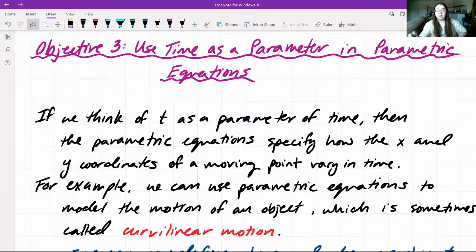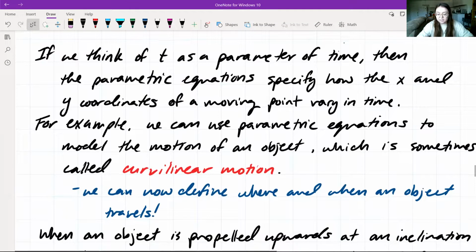All right, so then objective 3, we want to use time as a parameter in parametric equations. If we think of t as a parameter of time, then the parametric equations specify how the x and y coordinates of a moving point are going to vary in time. For example, we can use parametric equations to model the motion of an object, which is sometimes called curvilinear motion. I think that's how you say that. We can now define where and when an object travels.